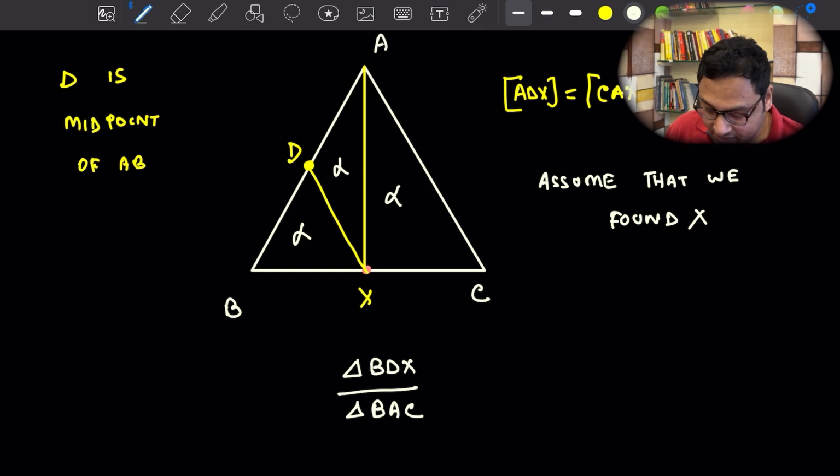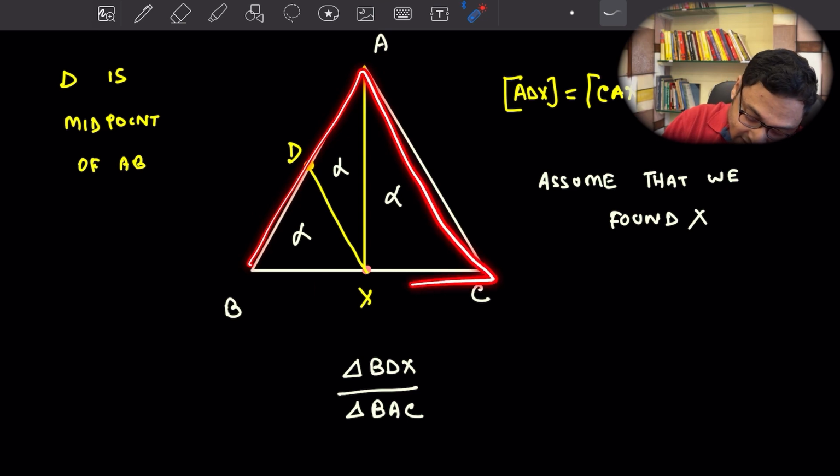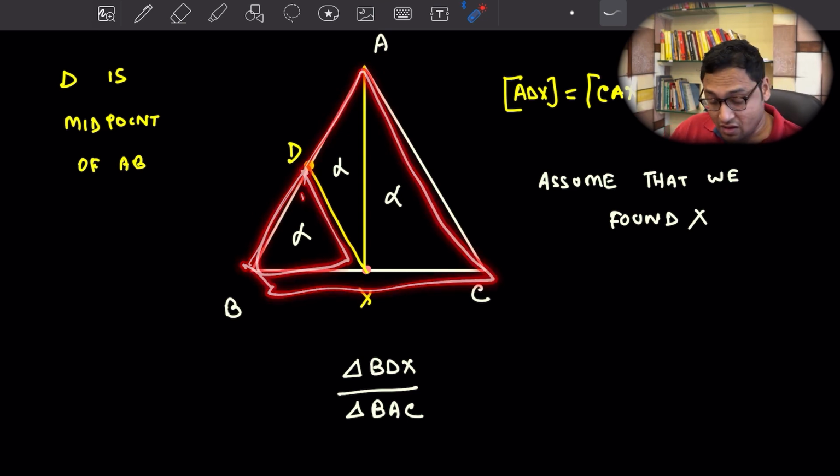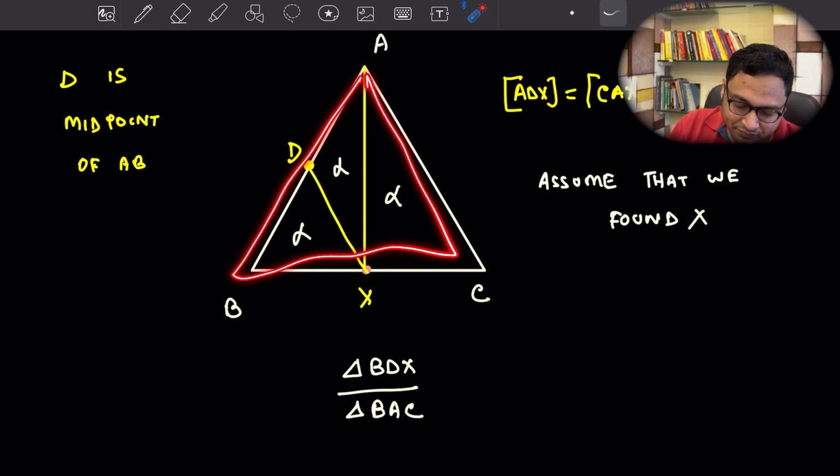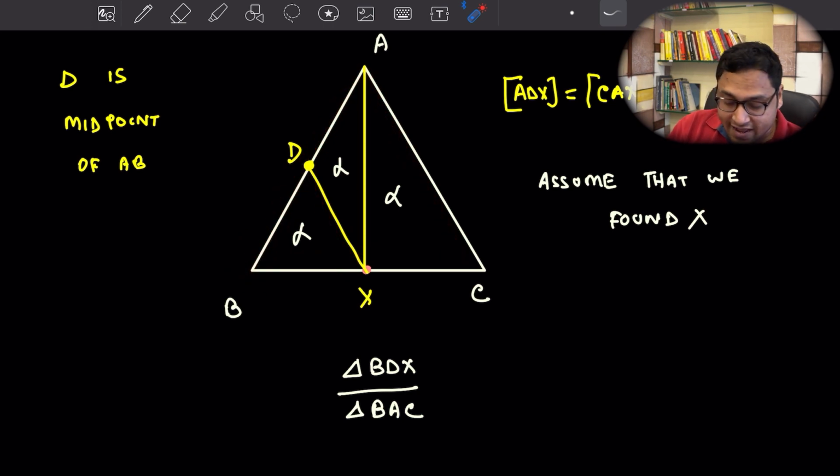BDX and triangle BAC. BDX is this, BAC is this, and BDX is this. Okay, so here we will be using a little bit of insight from trigonometry. Actually, this is also an insight from geometry, that for two triangles which have one angle in common, their ratio of areas is actually the ratio of the product of sides.